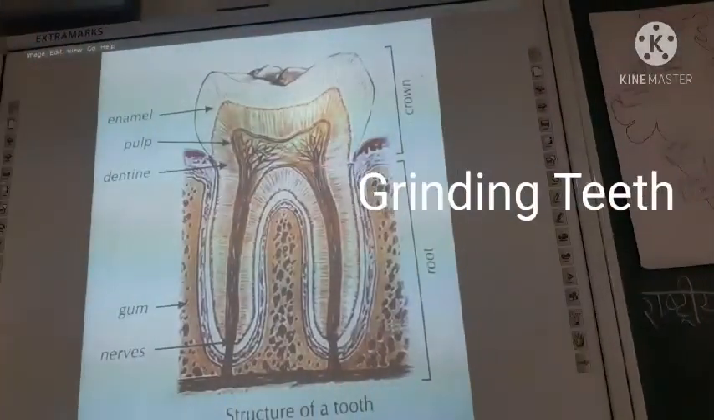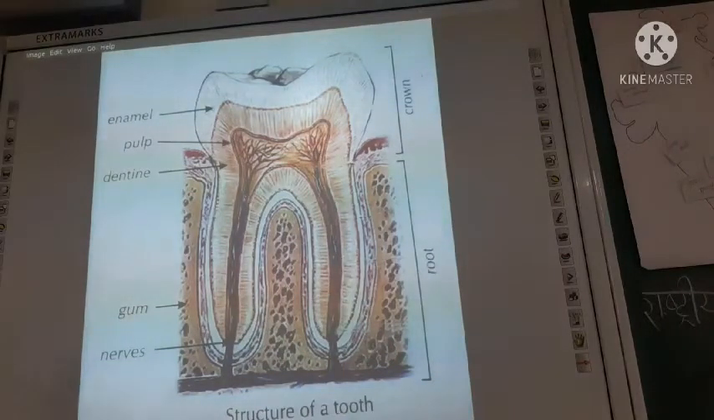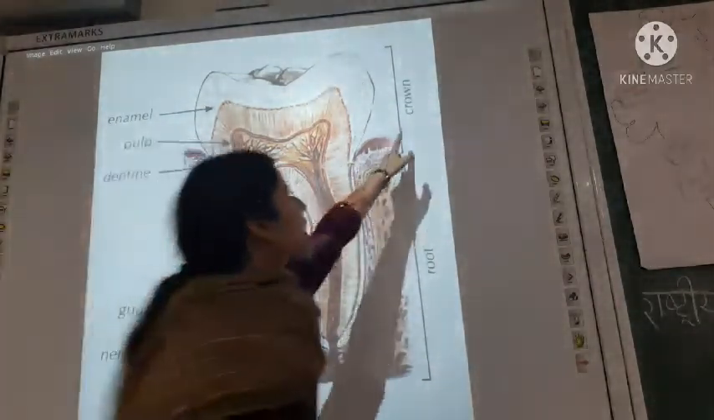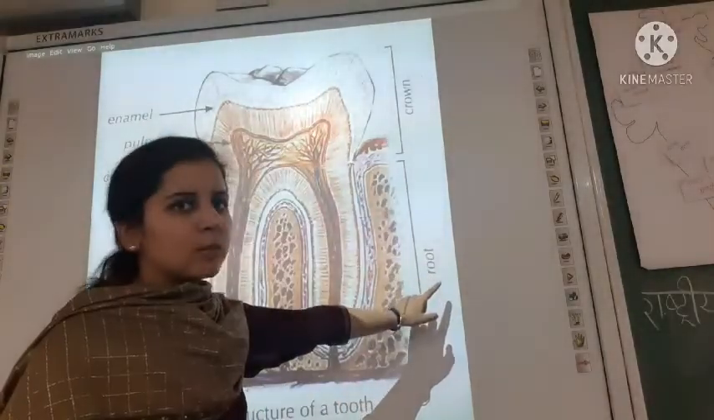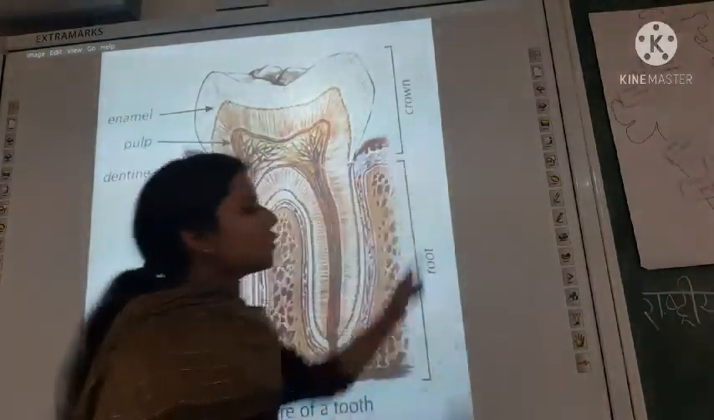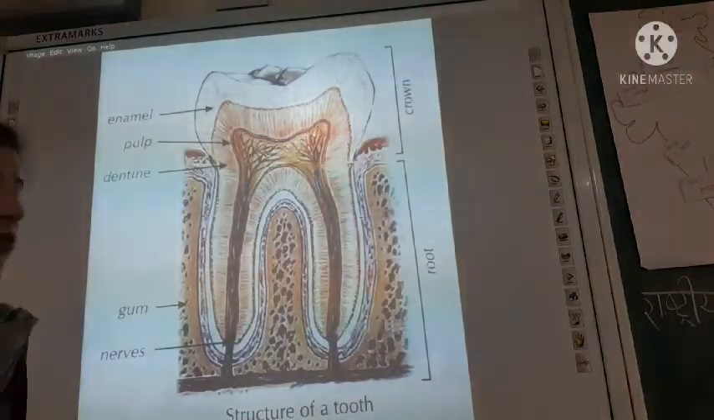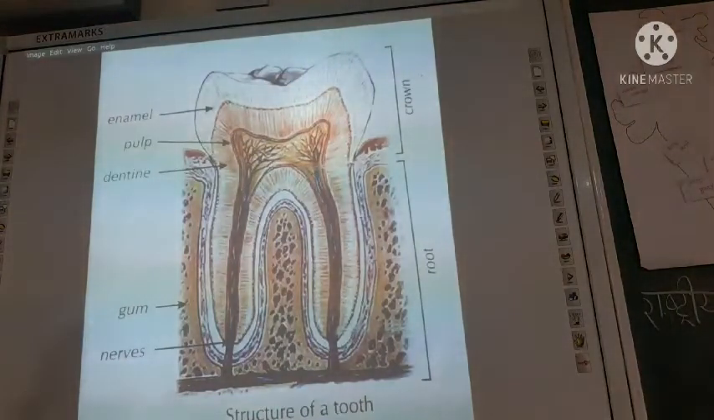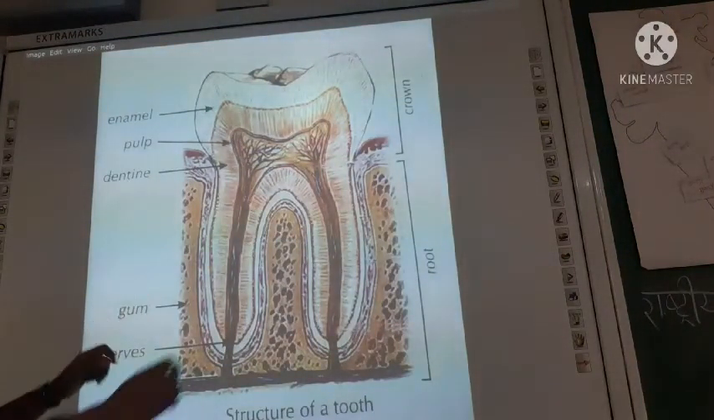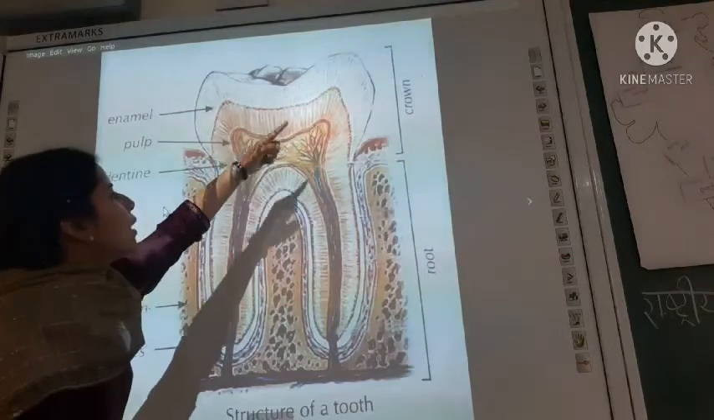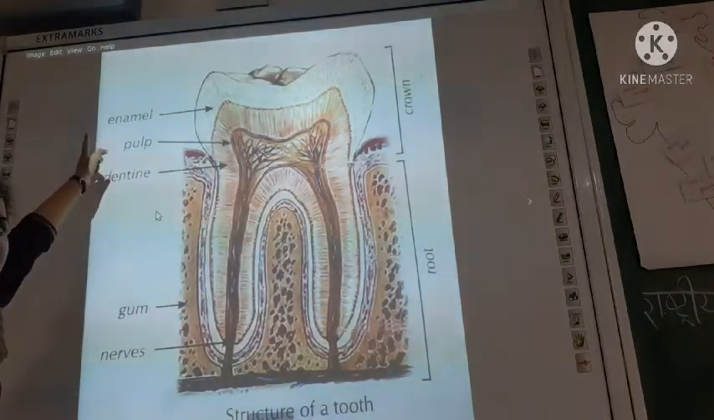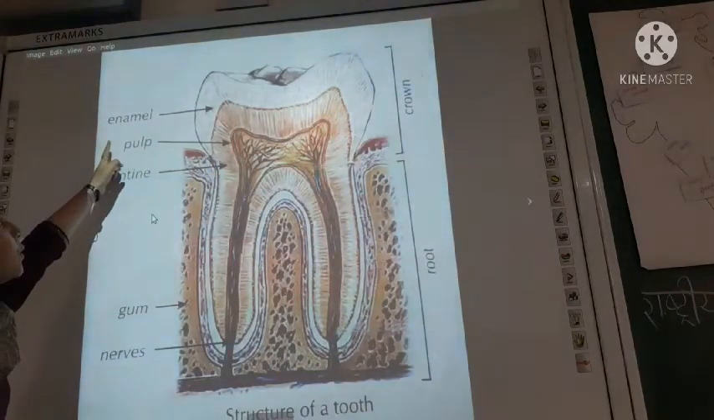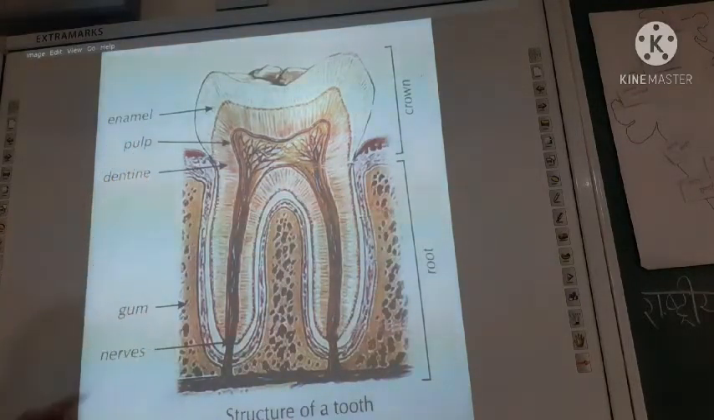Let's discuss the structure of a tooth. It has two main parts, crown and root, right? The part of the tooth which we can see is called the crown, and the part of the tooth which we cannot see is called the root. This white part of the tooth is called enamel, and it is the hardest material present in our body, right?